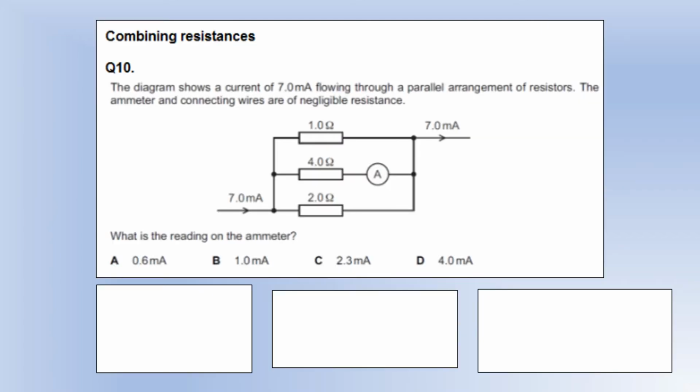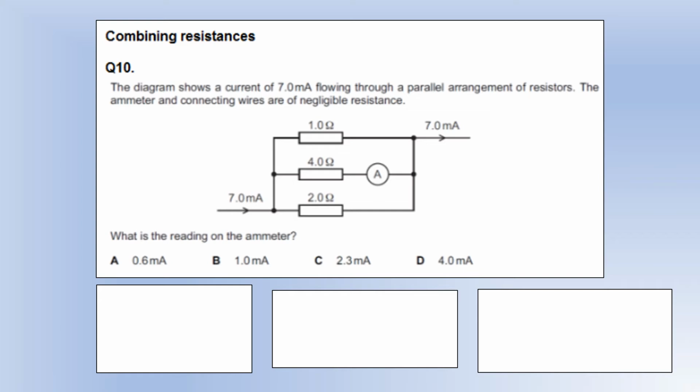Okay, so looking at combining resistances, we've got a diagram with a current of 7 milliamps flowing through, and we've got no internal resistance to worry about. What is the reading on the ammeter? So you can definitely solve this by thinking of this as a current divider. 4 times as much current is going to go through the 1 ohm as goes through the 4 ohm resistor, and twice as much current is going to go through the 1 as the 2 ohm. And you can fiddle around with ratios and get to an answer.